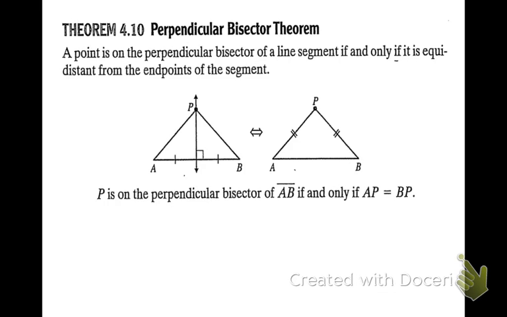This perpendicular bisector theorem works in three ways. It has three components. We have perpendicular, we have bisector, and we have equidistant. So if I have a segment that is, first of all, perpendicular and it bisects a segment, then I know P is going to be equidistant from A and B.